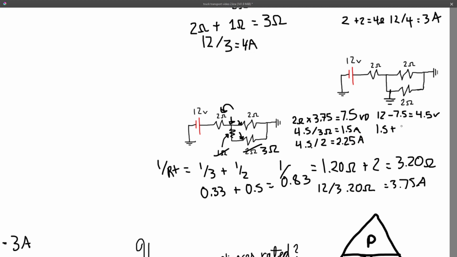And we add them together to double check. 1.5 plus 2.25 equals 3.75, which is our total circuit amperage we already calculated prior. So yeah, we confirmed that it's right. So we know that our resistor of 3 ohms gives us 1.5 amps. So 1.5 amps is flowing through this circuit, and then 2.25 amps is flowing through this circuit on the parallel circuit side.